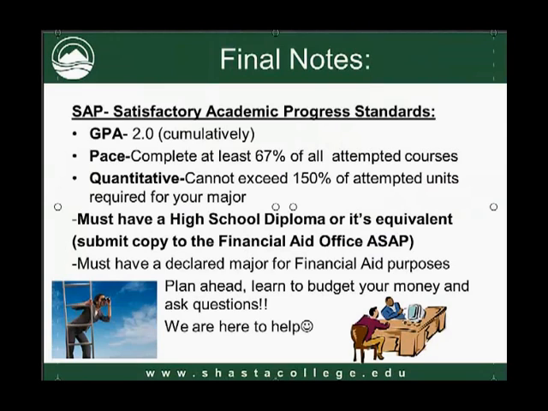A few final notes. Don't forget about the SAP, the Satisfactory Academic Progress Standards. Maintain your 2.0 cumulative, pace 67%, and quantitative, do not exceed 150%. You must also have a high school diploma or its equivalent for financial aid, and you must get us a copy in order for us to determine your eligibility. Don't forget to declare your major, plan ahead, learn to budget, and ask questions because we are here to help.